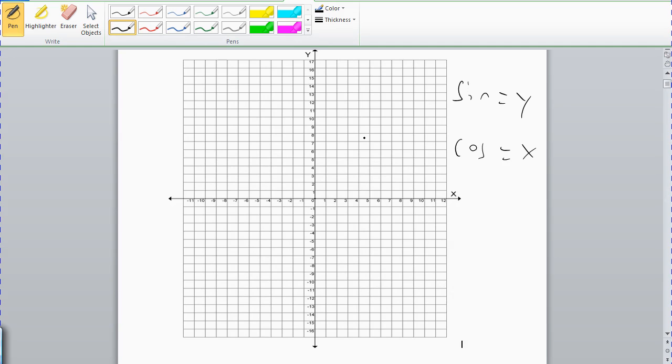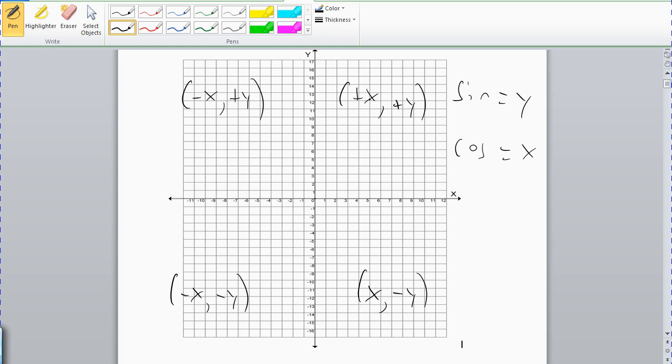So, in this first quadrant, what do we know? We know that we have a positive X and a positive Y. Now in the second quadrant we have a negative X and a positive Y. Third quadrant we have a negative X, negative Y. And the fourth quadrant we have positive X, negative Y. Now I can easily do this.